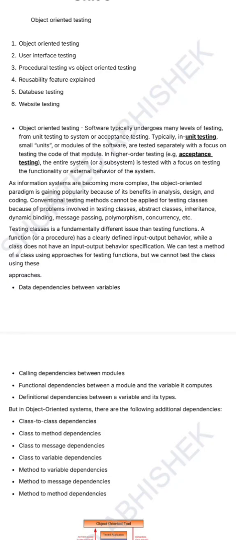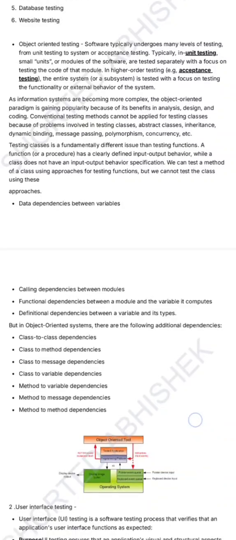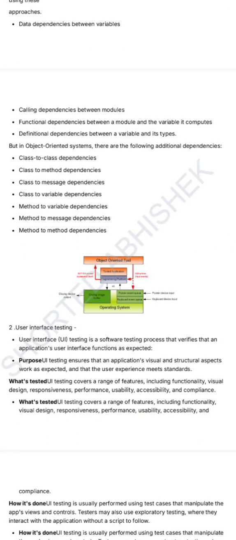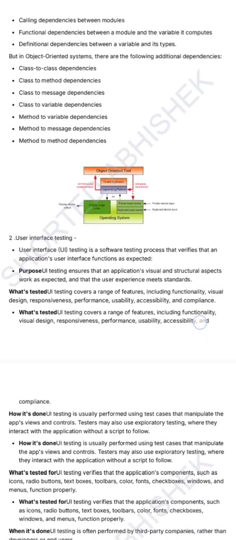Data dependencies between variables, calling dependencies between modules, functional dependencies between a module and the variable it computes, definitional dependencies between a variable and its types. But in object-oriented systems, there are the following additional dependencies: class-to-class dependencies, class-to-method dependencies, class-to-message dependencies, class-to-variable dependencies, method-to-variable dependencies, method-to-message dependencies, method-to-method dependencies.